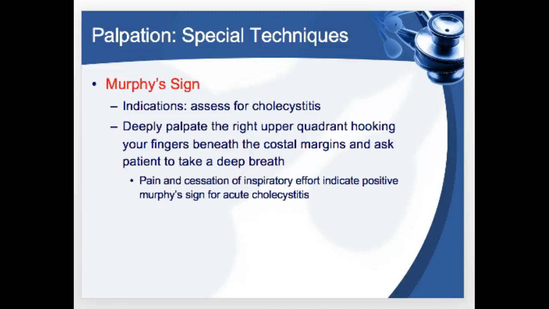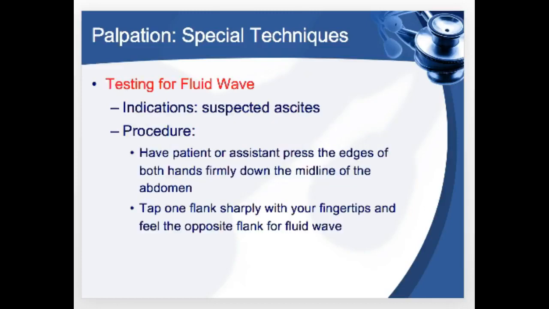But then as you have the patient take a deep breath, if the patient feels pain or has a cessation of inspiration, that's a positive Murphy's. It's not only pain in that area, it's usually pain and a cessation of inspiration. As they're taking a deep breath, they stop and say, ow, that hurts. Because as you take a deep breath, the abdominal contents shift downward, so the liver and gallbladder become more palpable. And if you bump that area and it's really tender and inflamed, that's indicative of cholecystitis. So a positive Murphy's sign is concerning for cholecystitis or gallbladder problems.